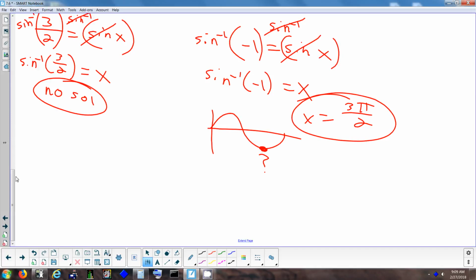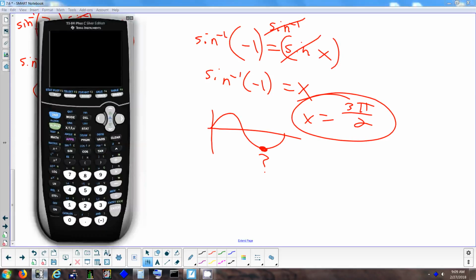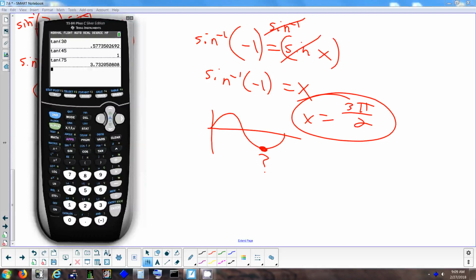It's 0, pi over 2, pi, 3 pi over 2, 2 pi. If you didn't know that, what you could do is, if they wanted the answer in radians, I would not do it in radians. Because if you do that, watch what you get. If you do inverse sine of negative 1, you're going to get negative 1.57. Hold on 1 second. So 3 pi over 2, if you look at that, that's 4.71. But we got negative 1.5. Oh, it's the same answer.